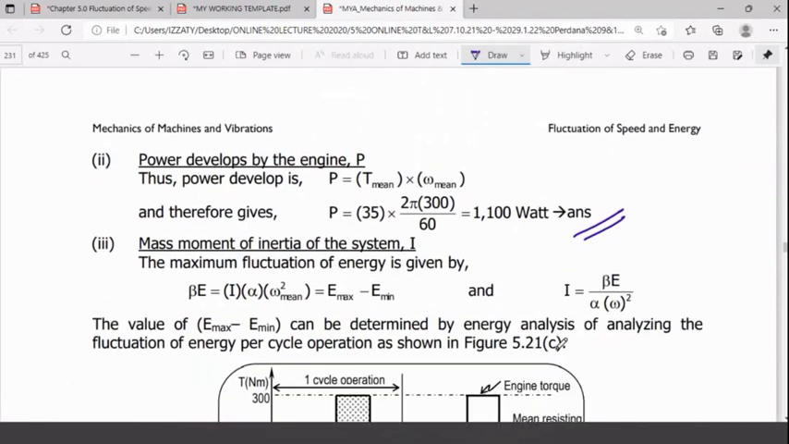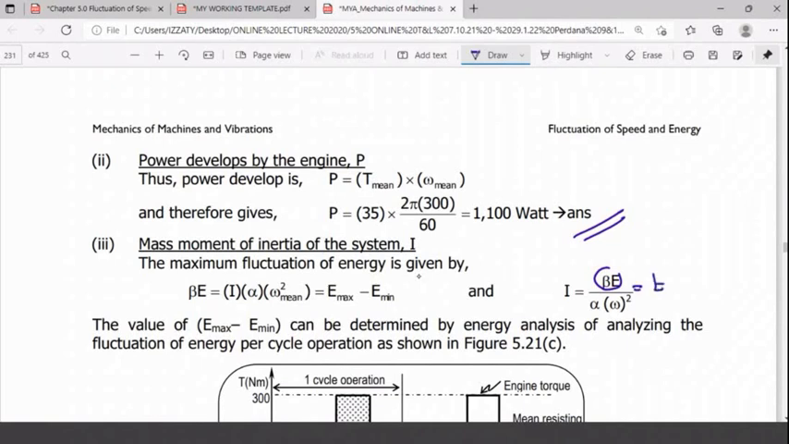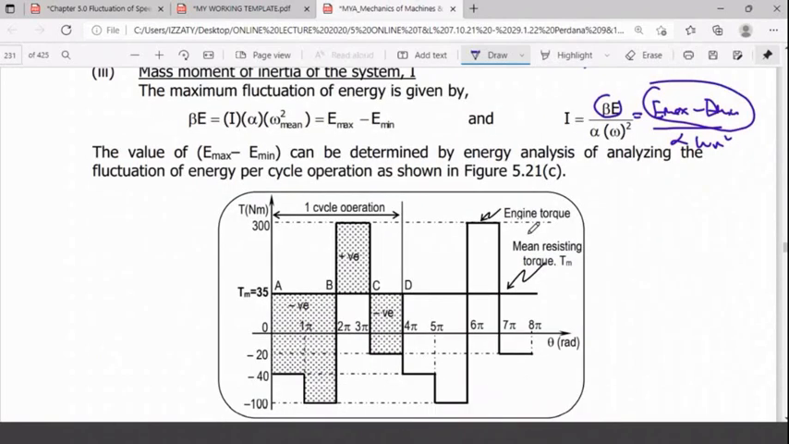Okay, now you want to define I, isn't it? I will be the mass moment of inertia. But you need to have delta E, or E max minus E min, divided by alpha omega mean to the power of 2. So this one is coming from your energy analysis. Look at the analysis. You have 35 just now.